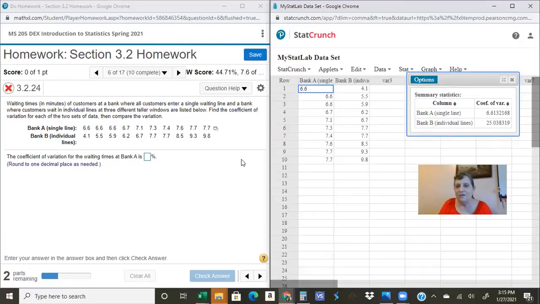So this is how that works. Simple to get. Go ahead and put them in and have fun with it.